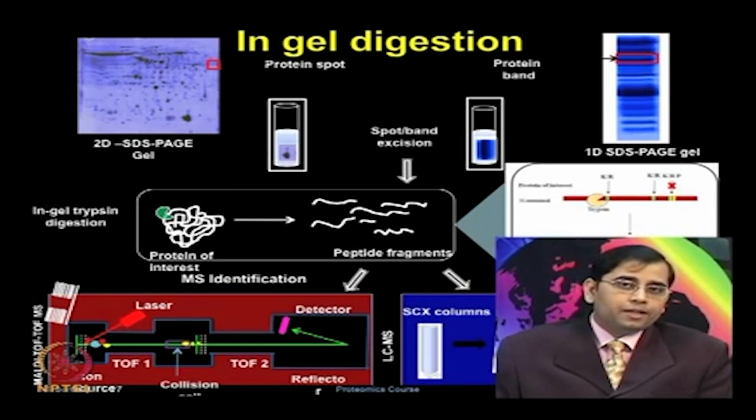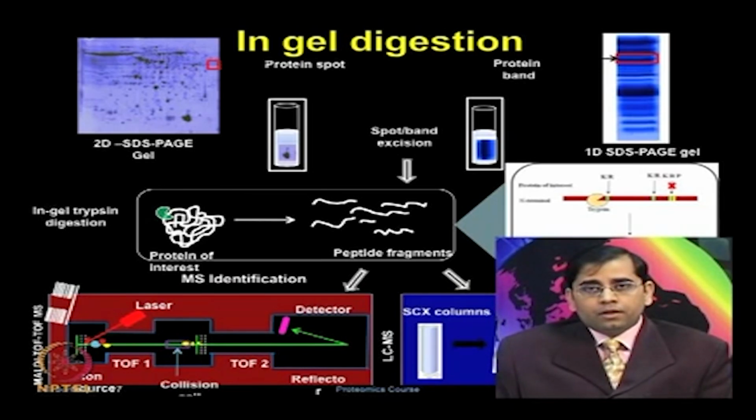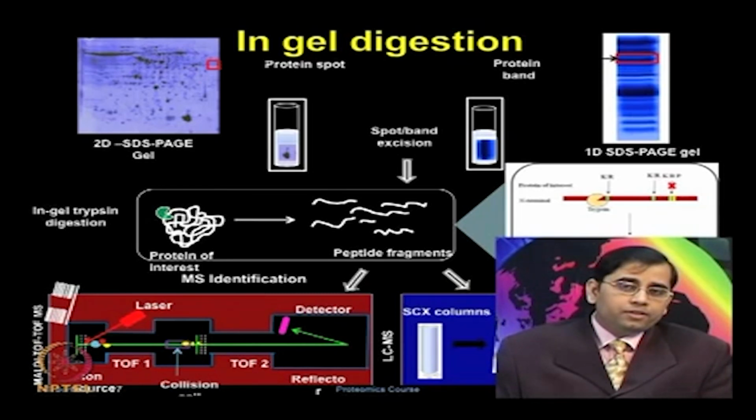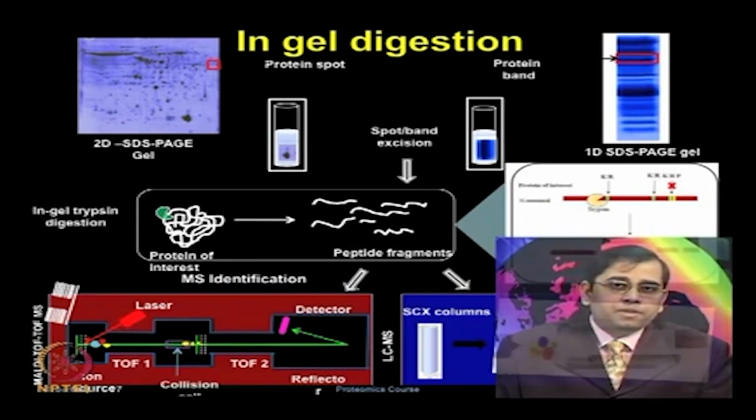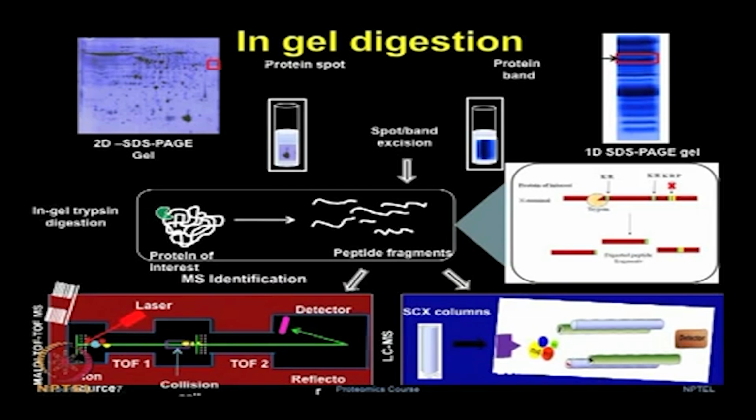So, in-gel digestion, regardless of whether you have done gel-based proteomics or you want to perform gel-free proteomics, you can resolve the proteins on the gels, simplify the proteome, excise either the spots or the bands of your interest, and then subject those to in-gel digestion or in-solution digestion, so that proteins can be cleaved into small peptides, and these can then be further analyzed by using an ionization source and mass analyzers.